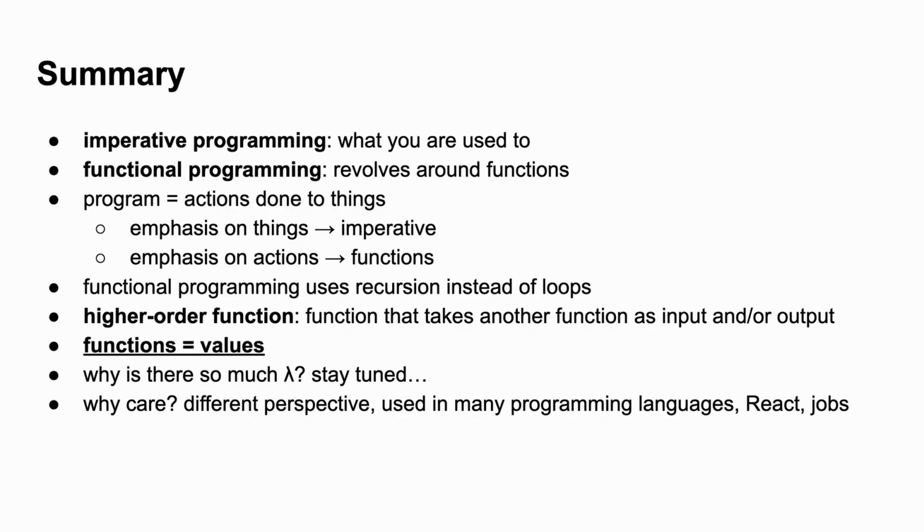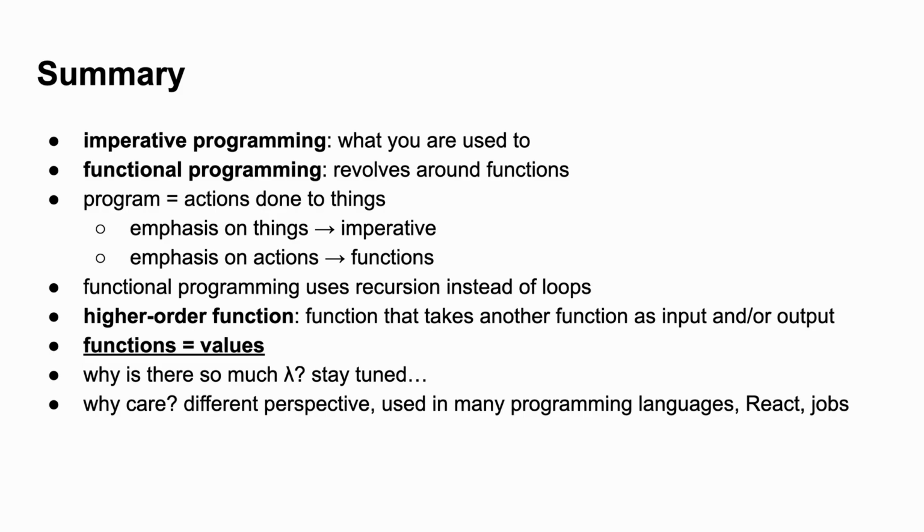Let's summarize what we've learned today. We learned how to contrast imperative programming, which is what you've probably seen if you've taken an introductory programming class, with functional programming, which revolves around functions. The simplest way to understand the difference between the two is that if we think of programs as actions happening to things, then imperative programming places the emphasis on the thing, whereas functional programming emphasizes the action.